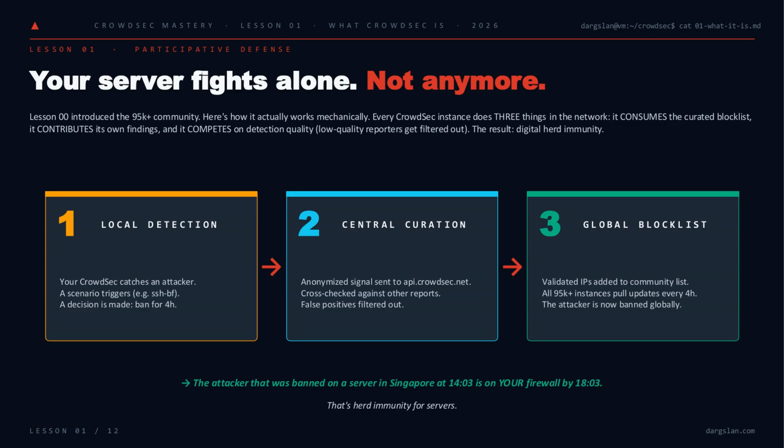Step 3, global block list. Validated IPs flow back down to all 95,000+ instances every 4 hours. So an attacker burned on a server in Singapore at 14:03 is on your firewall by 18:03. That's herd immunity for servers.